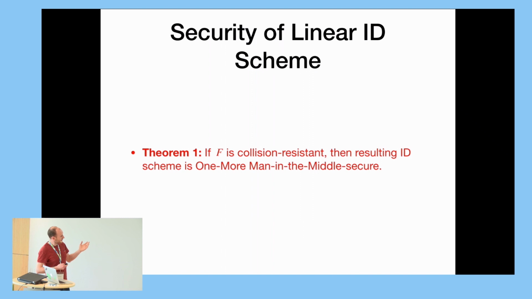So now our main theorem says that if f, this linear hash function, is collision resistant, then the resulting identification scheme, which I showed you a couple of slides ago, has this one-more man-in-the-middle security. Okay, so this is what we show in our work.